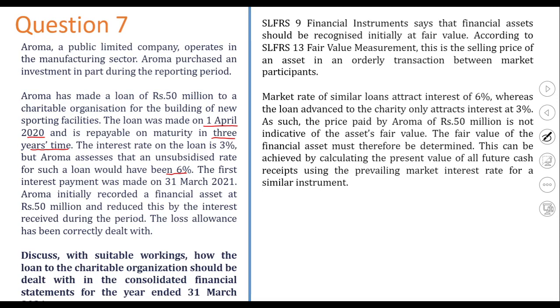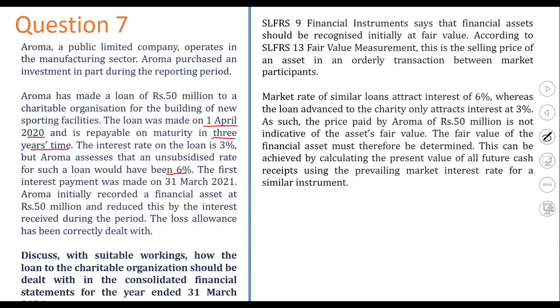The market rate for similar loans attracts an interest rate of 6%, whereas the loan advanced to the charitable organization only attracts an interest rate of 3%. As such, the price paid by Aroma of 50 million does not indicate the asset's fair value. This is not the fair value.